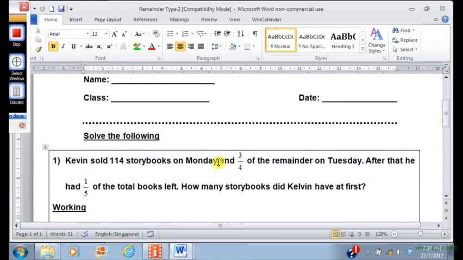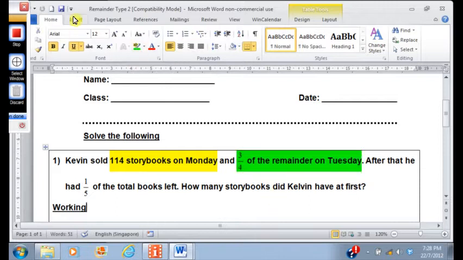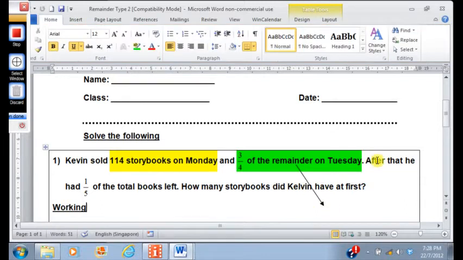Calvin sold 114 storybooks on Monday. Right, I highlight the whole thing, 114 storybooks. Now take note, it doesn't start off with a fraction. It starts with a number, 114. And 3/4 of the remainder on Tuesday. Right, now as I mentioned before, whenever you see the word remainder with a fraction, you're going to use the branch method.